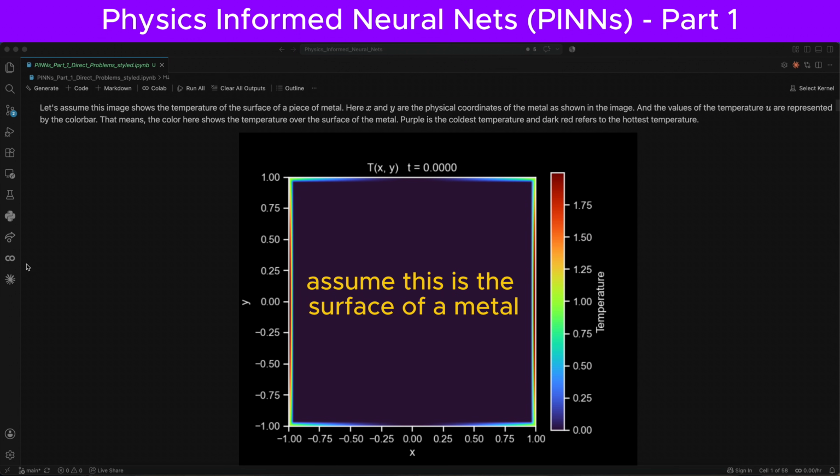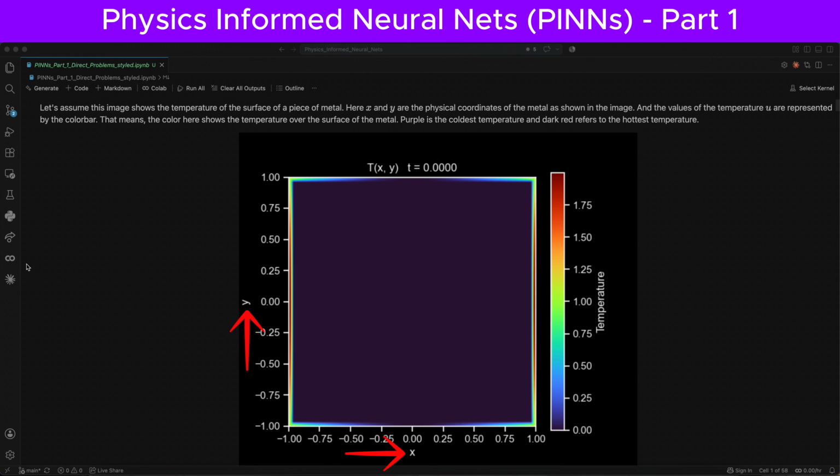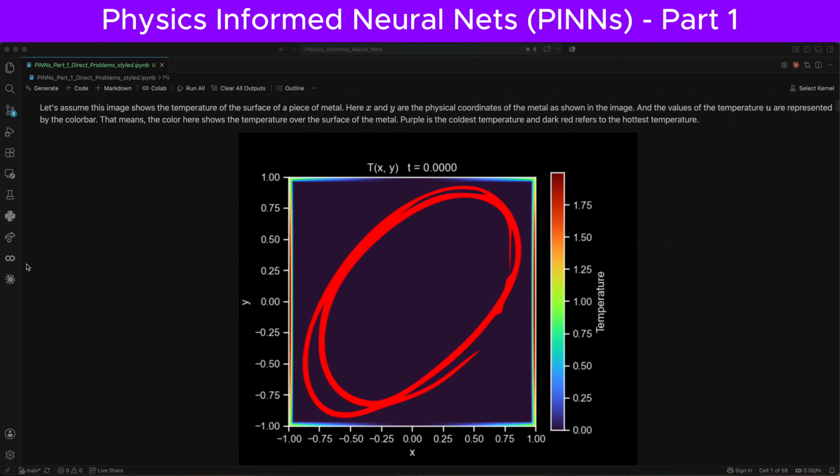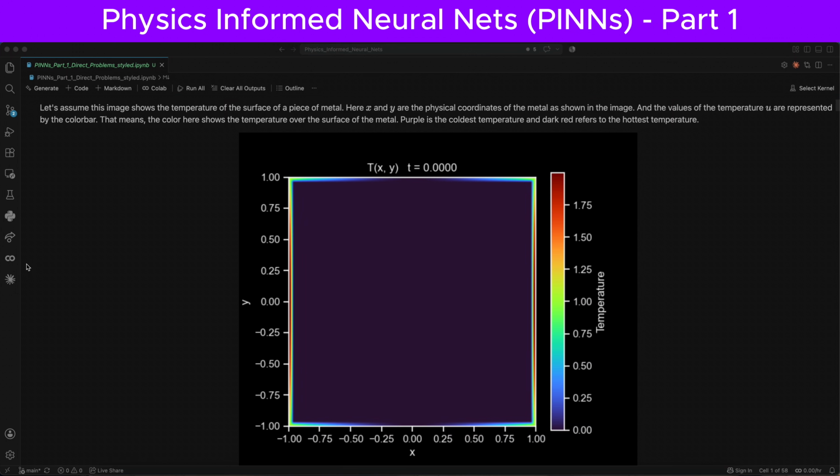So let's assume this image shows the temperature of the surface of a piece of metal. Here, x and y are the physical coordinates of the metal, as shown in the image, and the temperature U is represented by the color bar. So the color shows the temperature over the surface. Purple is the coldest temperature, and dark red is the hottest. At the very beginning, we start heating the left and right sides. That is why both sides are red. But the rest of the surface is at the coldest temperature possible, shown by the purple color.